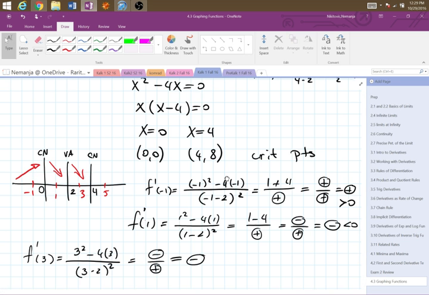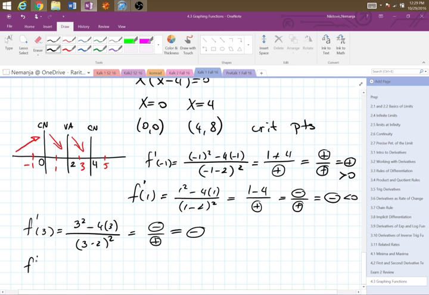And finally, the last value we are checking is 5. So f prime of 5, that's going to be 5 squared minus 4 times 5 divided by 5 minus 2 squared, which is 25 minus 20 is 5, so positive divided by positive equals positive. So we have an increase at the end.